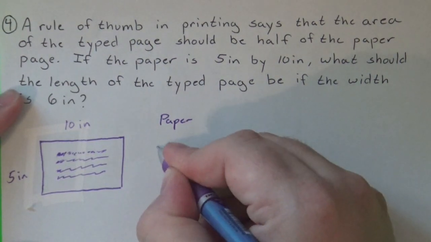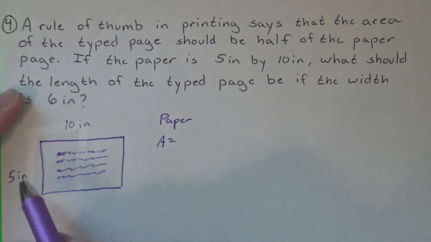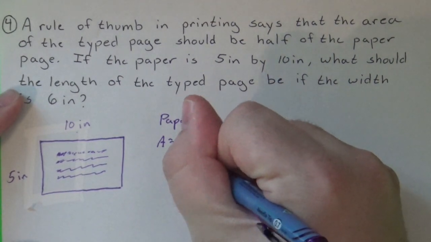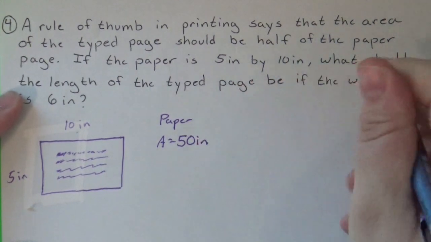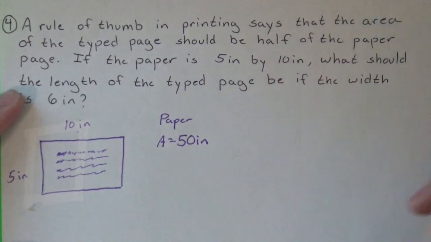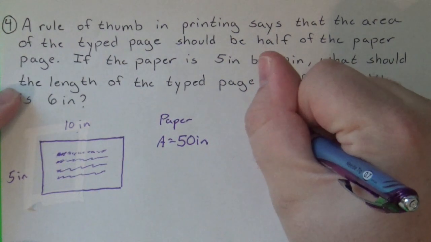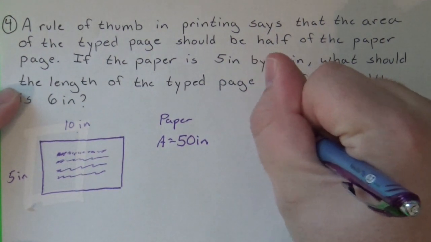What's the area of it? Well, the area of my paper is basically 10 times 5. Well, that's going to give me 50 inches. All right, what about my writing? Okay, so we'll do it like the paper says, typed.